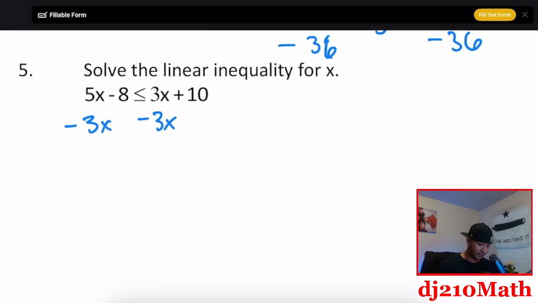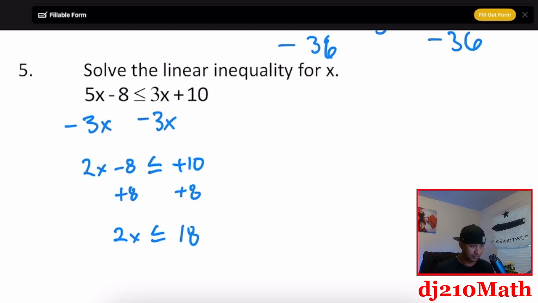I try to avoid negative situations. So this is 2x minus 8 less than or equal to positive 10. You need to put the positive? No, not really. Adding 8 to both sides. So this is 2x less than or equal to 18. Solving for x, x is less than or equal to 9.